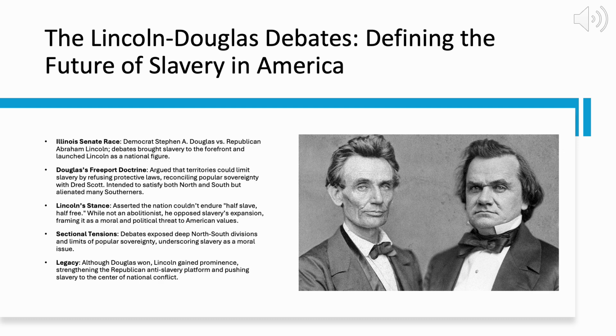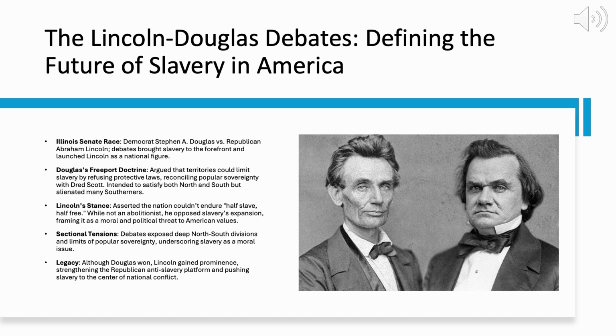Douglas's doctrine was meant to allow territories to restrict slavery without federal intervention, thus appealing to Northern voters while preserving Southern support. However, this position backfired, as it alienated many Southerners who felt Douglas was insufficiently committed to protecting their rights.